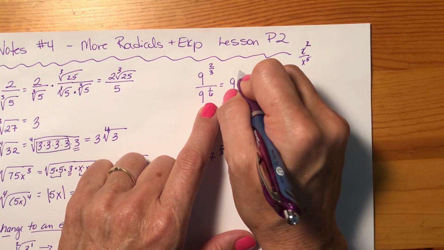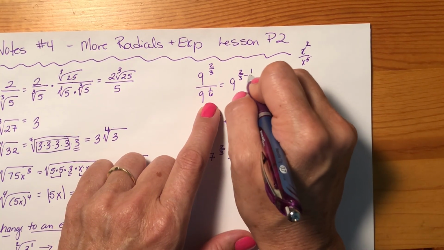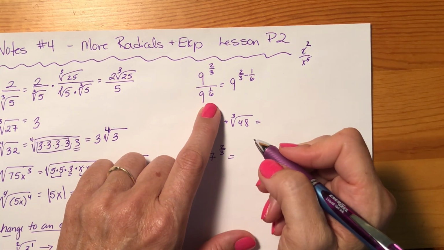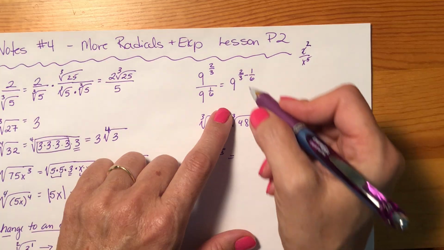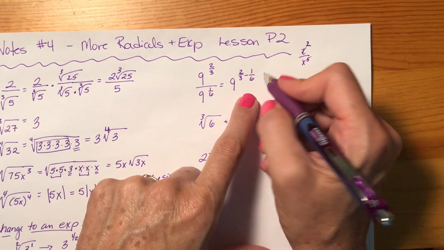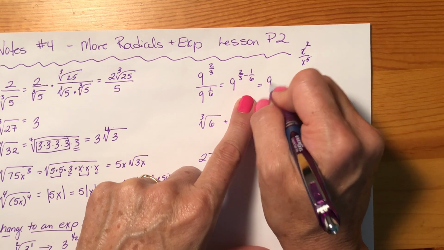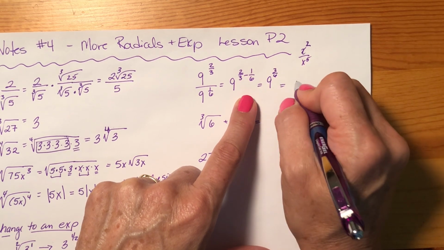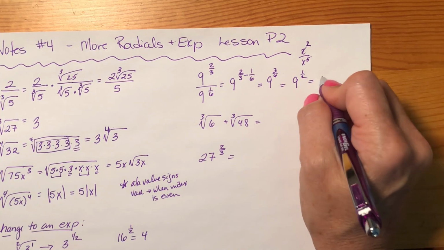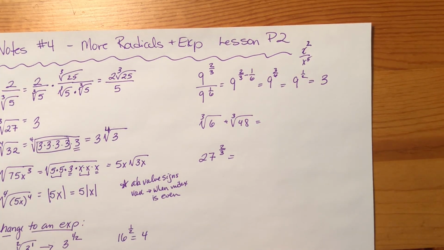So it's going to be 9 to the 2/3 minus 1/6. You guys are whizzes with your math, obviously. And you can go ahead and subtract 2/3 minus 1/6. That would be 4/6 minus 1/6, which would be 3/6, which of course is 1/2. Hey, we just talked about that down here. And I know the square root of 9 is 3.